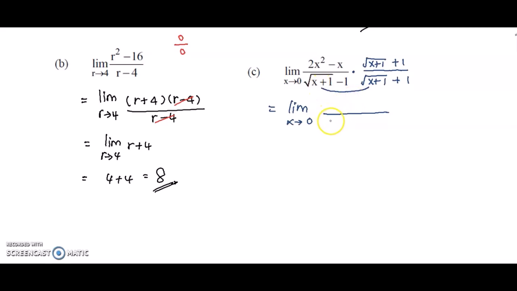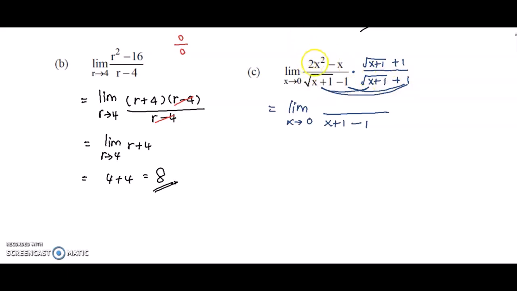Just expand the conjugate. Square root of x plus 1 multiplied by square root of x plus 1, you get x plus 1. And a positive 1 multiplied by square root of x plus 1, you get square root of x plus 1. Minus 1 multiplied by square root of x plus 1 will be cancelled off each other. And lastly, you get negative 1 multiplied by 1, you get negative 1. So you can see that when we multiply by the conjugate, the surd will be eliminated.